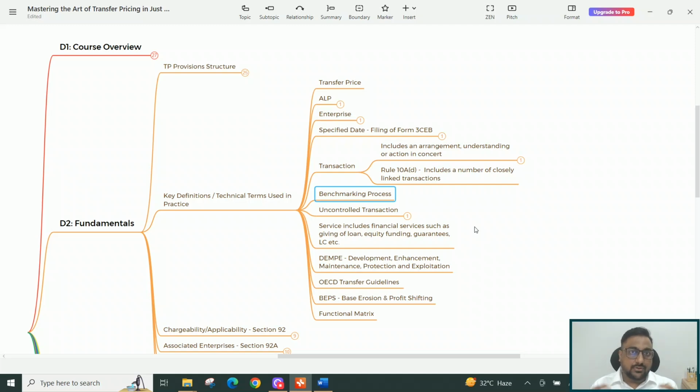That's it, and there is no other meaning to that. If you are using this term in common parlance, it would always mean the ALP analysis or transfer pricing analysis. So that is what benchmarking process means.